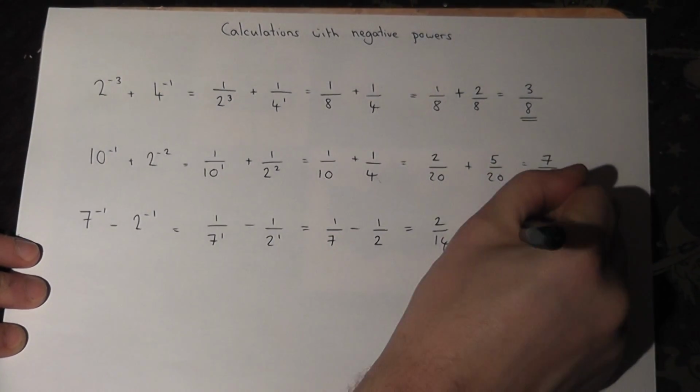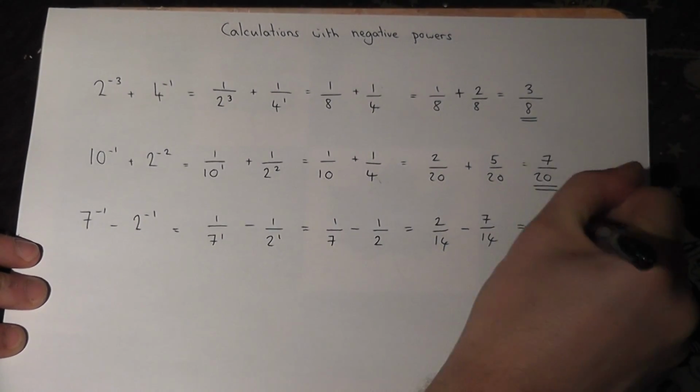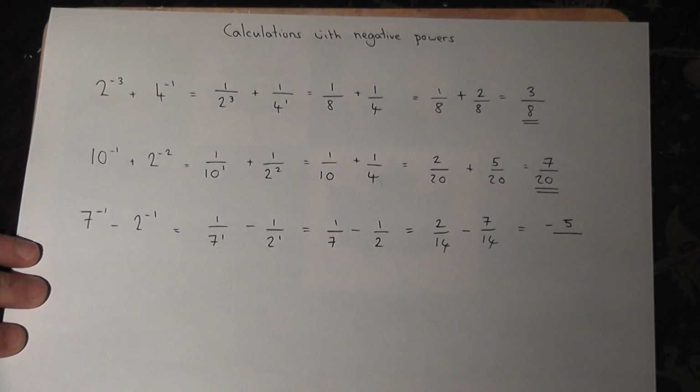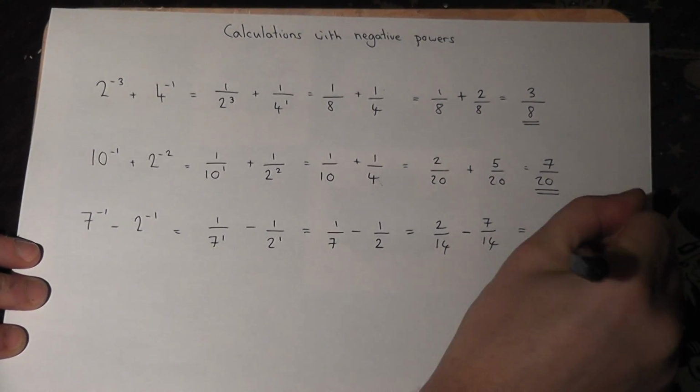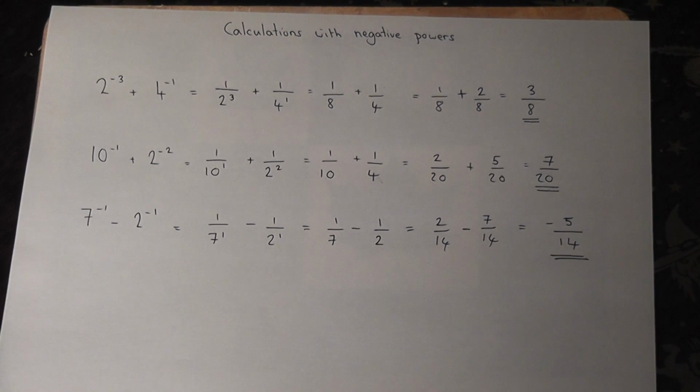And be very careful. 2 take away 7, that's actually minus 5. And then leave the bottoms 14. Some quite complex questions there, but ones which if you work at and really think about carefully, you should be able to understand and attempt and get right.